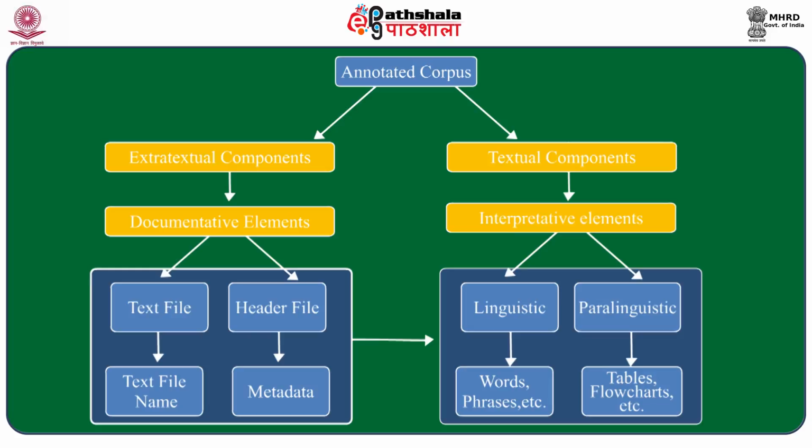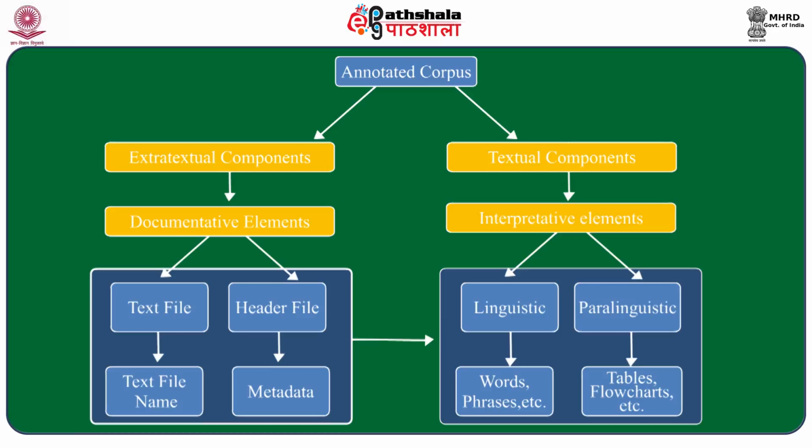The other part is known as documentative elements, which are basically extratextual elements. What are those? In a corpus, we put a text file. We give a file name to a text that was not there within the text. So this is a documentative part, an additional part. Or we provide a header file with the name. It is a new header file which carries a lot of metadata information. So this is called the header file or documentative elements. In the text file category, we find the text file name, and in the documentative header file category, you get the metadata.